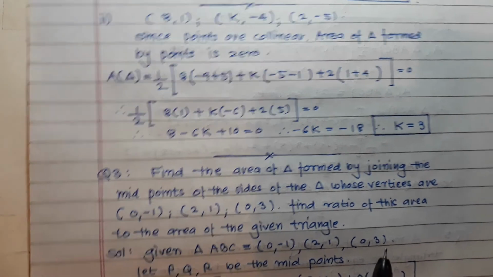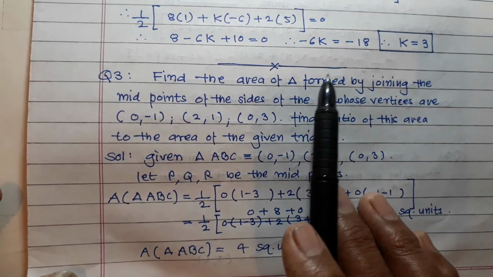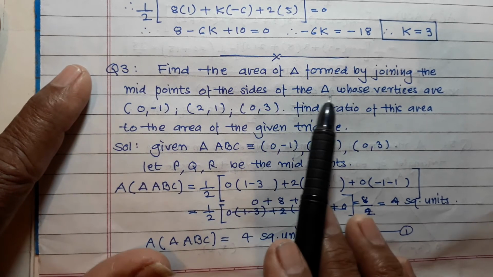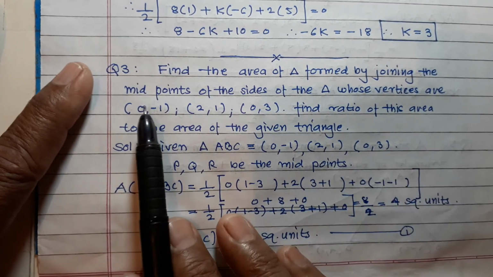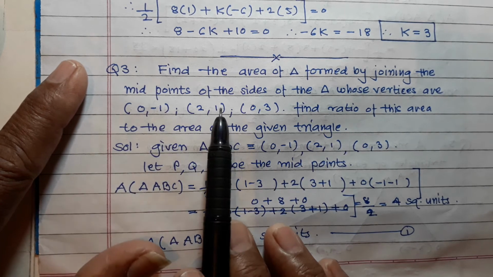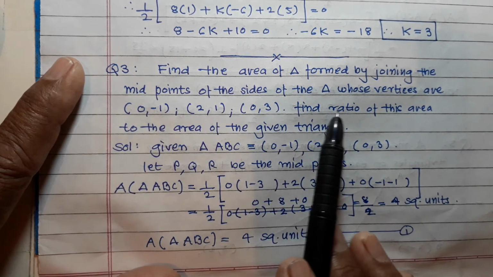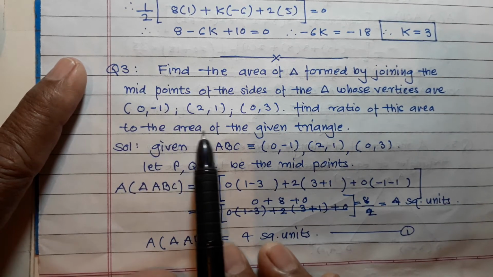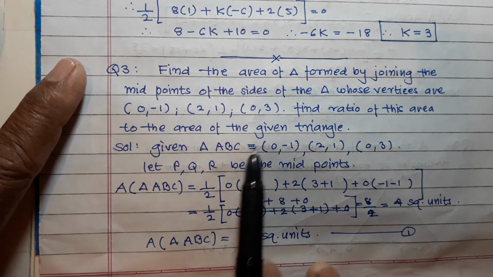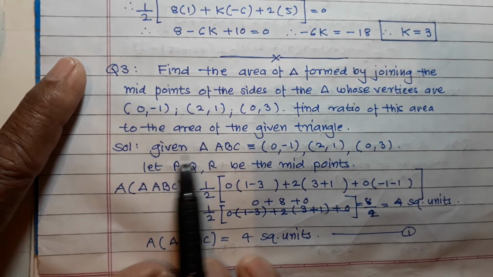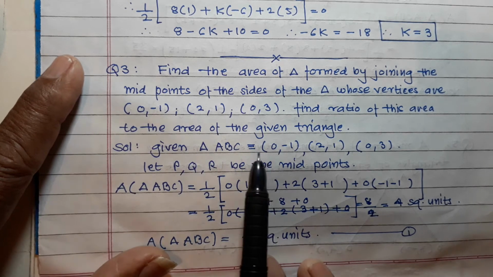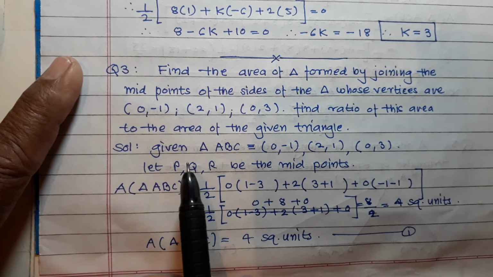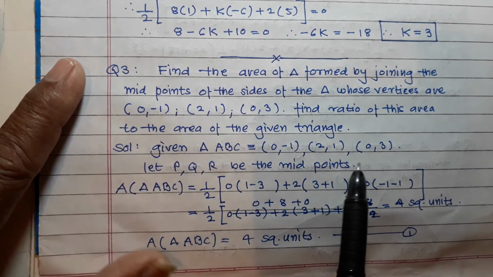Question number 3. Find the area of the triangle formed by joining the midpoints of the sides of the triangle whose vertices are 0, minus 1, 2, minus 1 and 0, 3. Find the ratio of this area to the area of the given triangle. Okay. Solution. Given triangle ABC is 0, minus 1, 2, 1, 0, 3. Let P, Q, R be the midpoints.